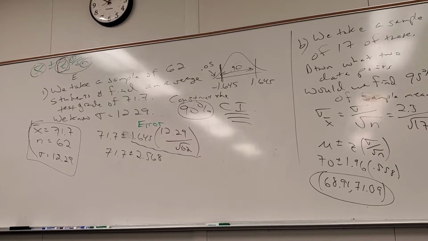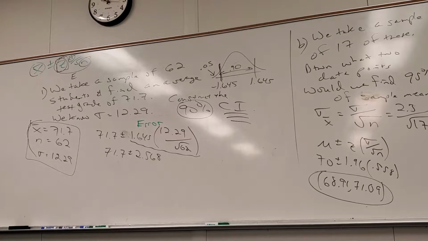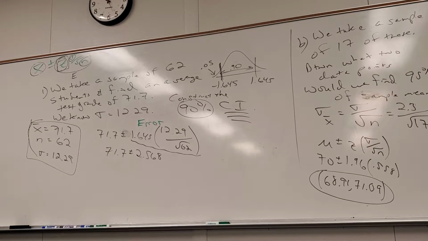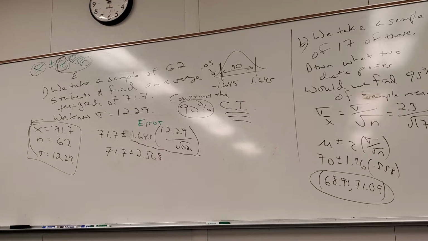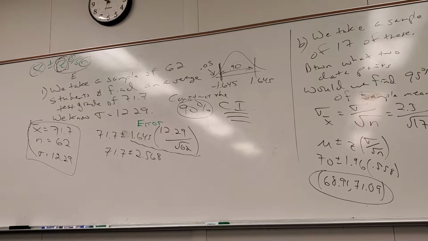So let's see. That's just 1.645 times 12.29 divided by the square root of 62. Square root. You guys, okay, right? I already did that part. But let me just show you. This is not a big, giant shortcut, but it's kind of nifty. It does help even more later.